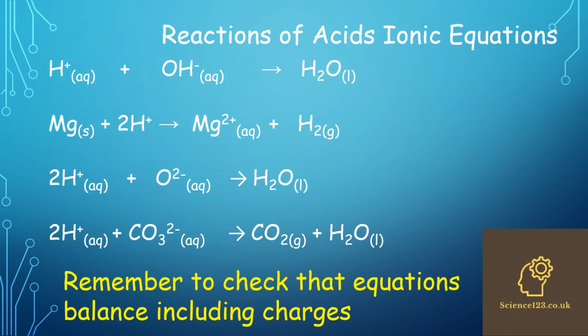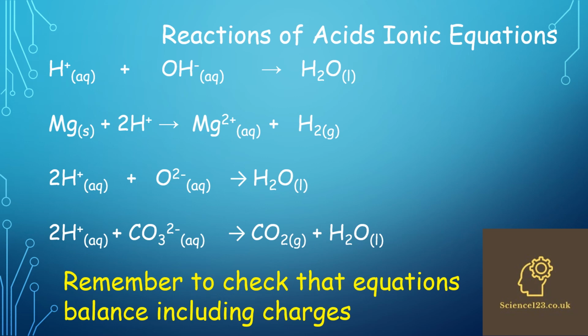Here is a summary showing the reactions of acids as ionic equations. In the first line, we have the reaction of an acid and an alkali. In the second line, we have the reaction of a metal with an acid, using magnesium as an example. Then an acid and a metal oxide. And then finally, an acid and a metal carbonate.